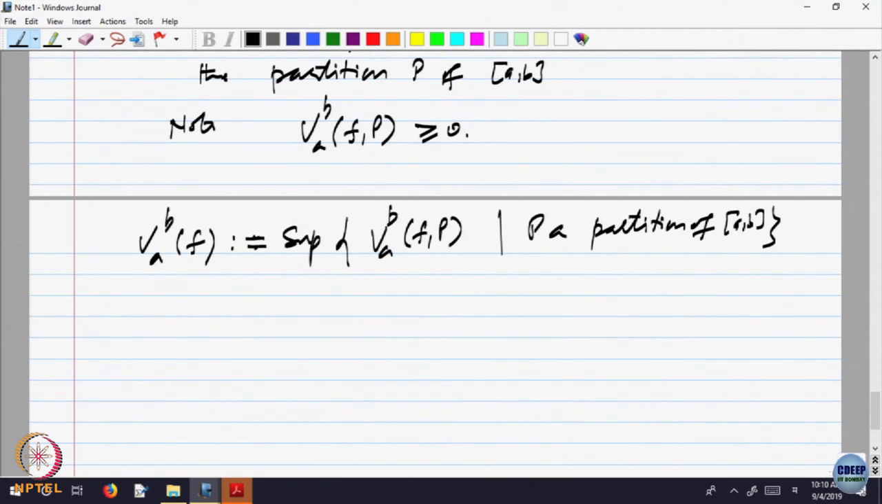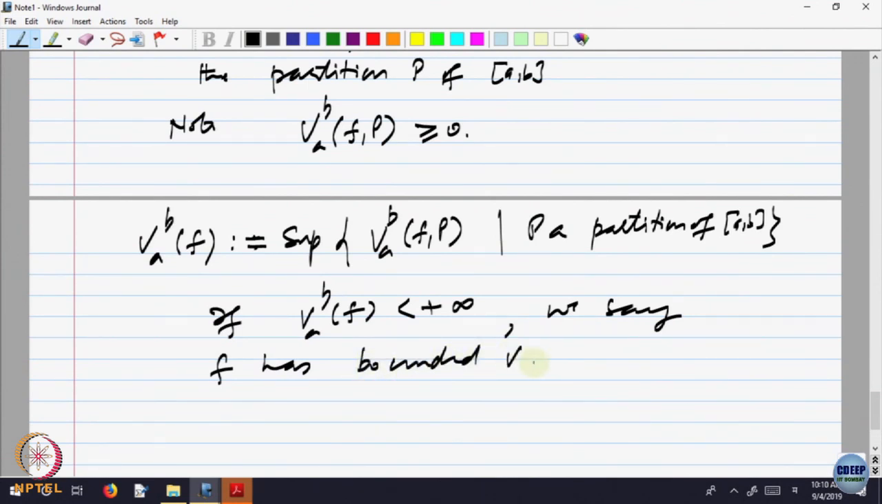So, what are the possibilities? This number, which is the supremum of these non-negative numbers, may be a real number, or this set may not be bounded above. If it is not bounded above, we say the variation is infinite, right? If V a b f is finite, meaning this set is bounded above and the supremum exists as a number, we say f has bounded variation. So, look at the variation of the function with respect to all partitions. If the supremum of that is finite, we say the function has finite variation, or the function is of bounded variation, either way.